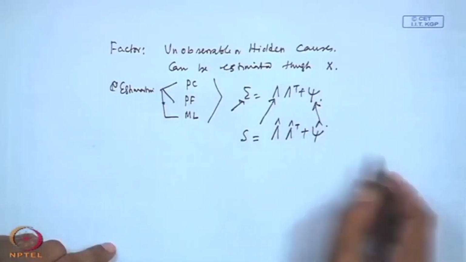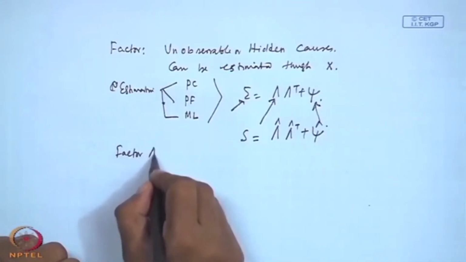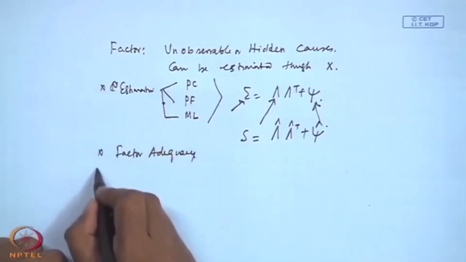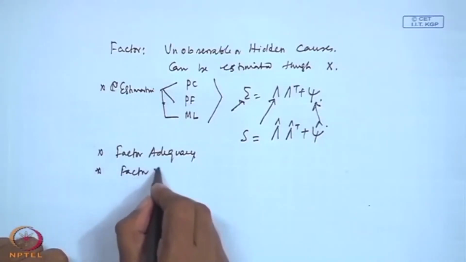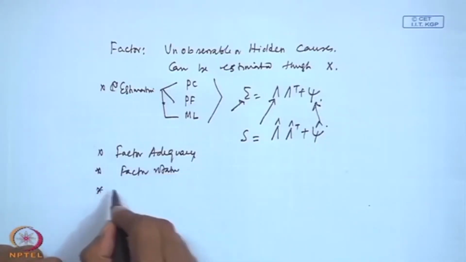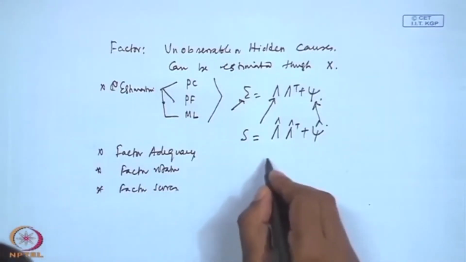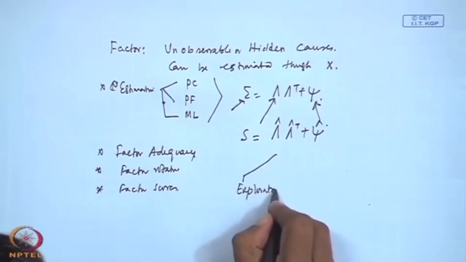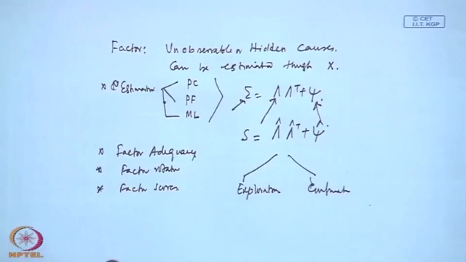There are several tests. So, factor adequacy, keep in mind your factor rotation, factor scores, then types of model, exploratory, confirmatory. Okay. Now, let us see this one.